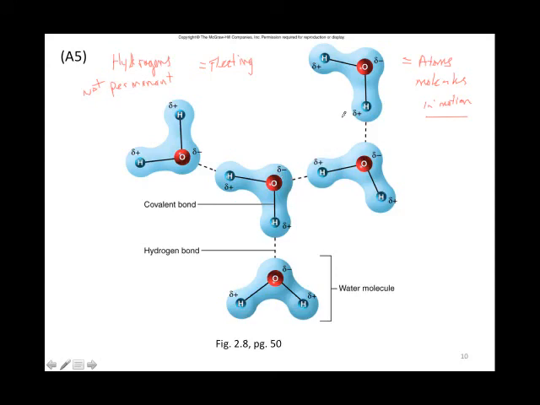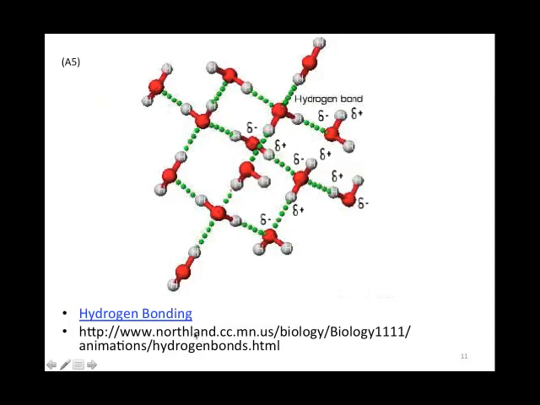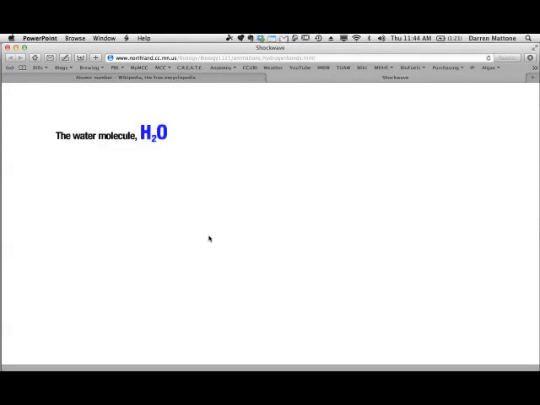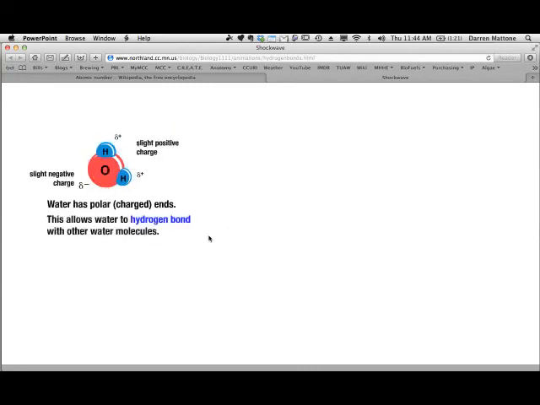Let me show you this video here on hydrogen bonds and their relationship to polar covalent bonds. So there's our water molecule. The charged ends, slightly positive, slightly negative.